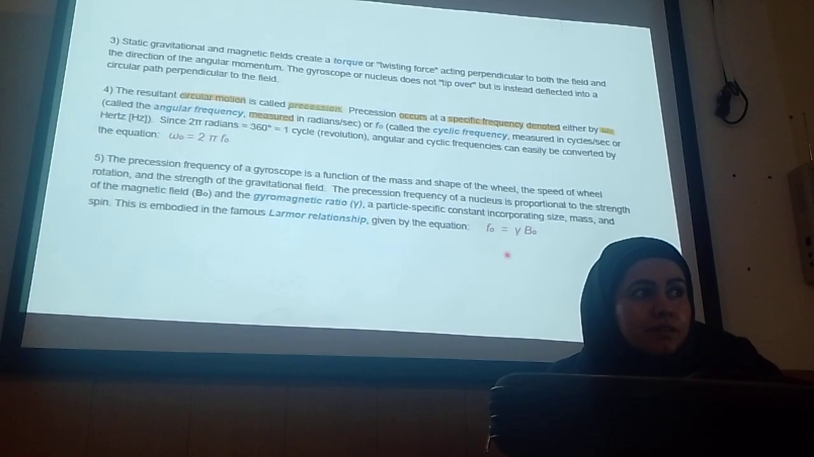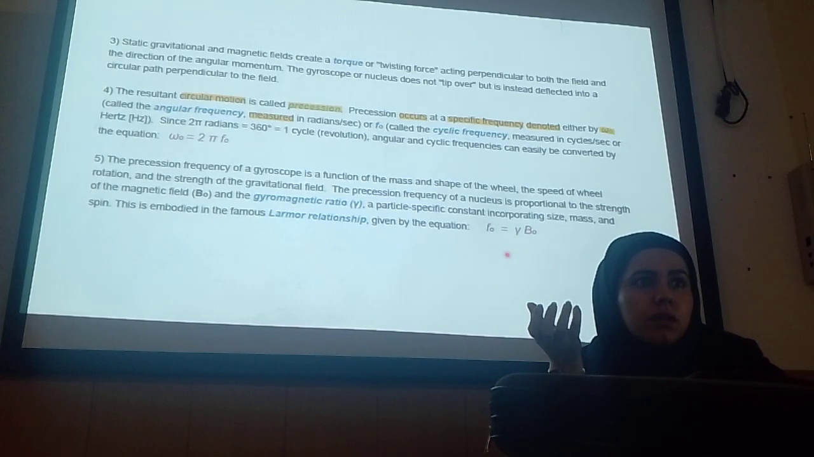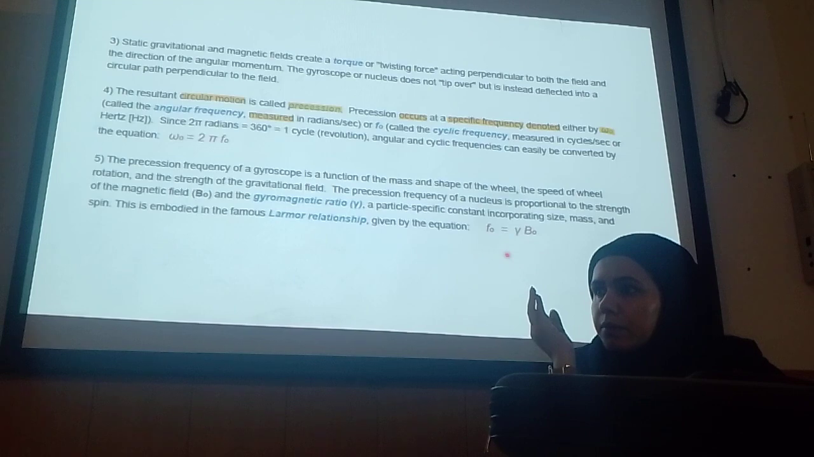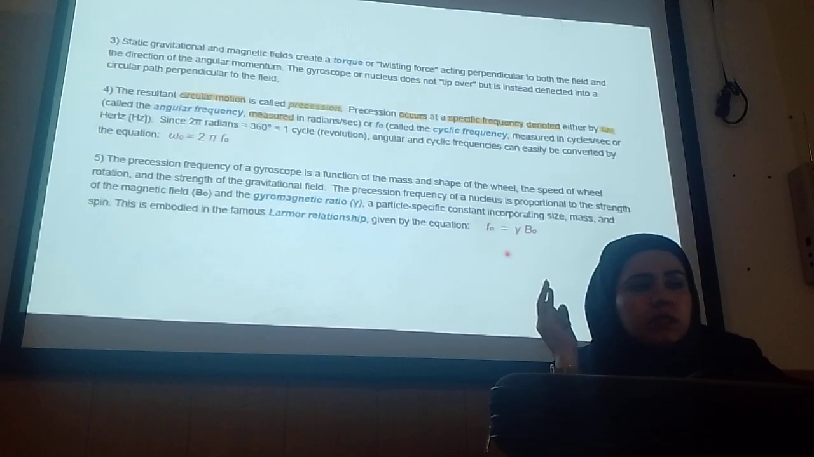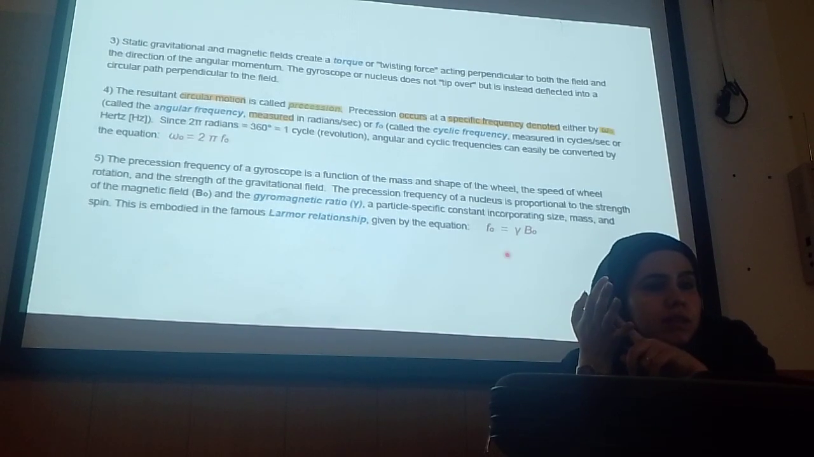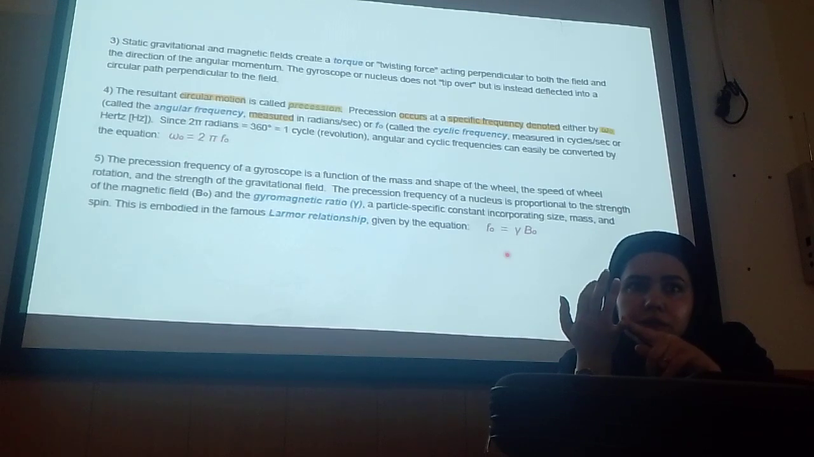The field is constant and the atom is also constant, so there will be the same frequency. We have two important parameters for determining the precession frequency. What are these two parameters? The gyromagnetic ratio and B0, the main magnetic field. B0 is constant for the machine.